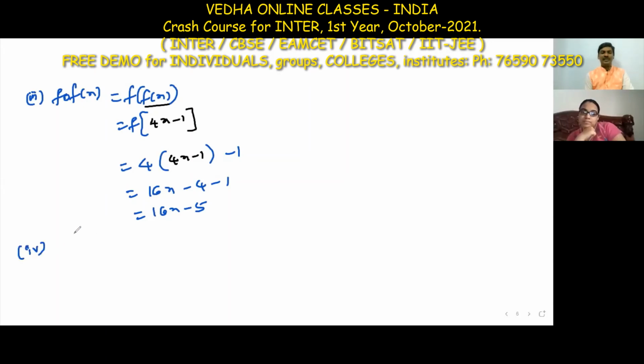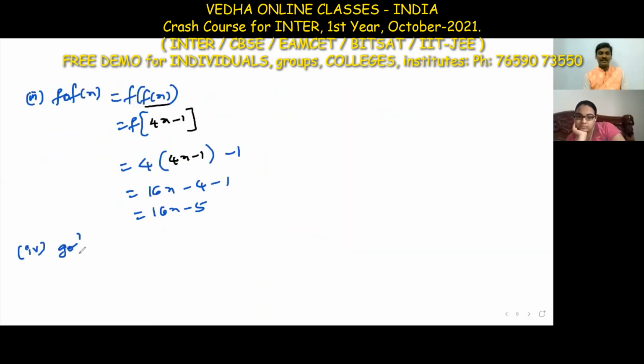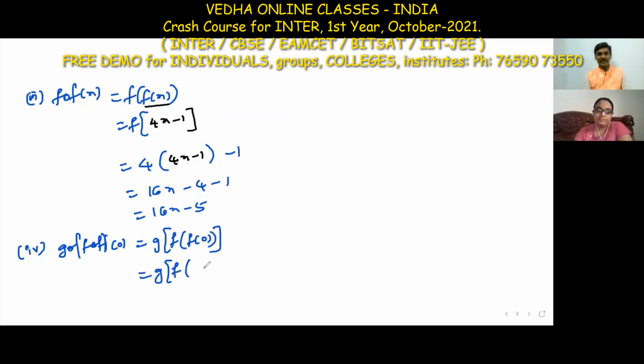Next, if we go to the fourth one, what is he asking? G circle f circle f of 0. So this is equal to G of f of 0. That means G of f of 0.